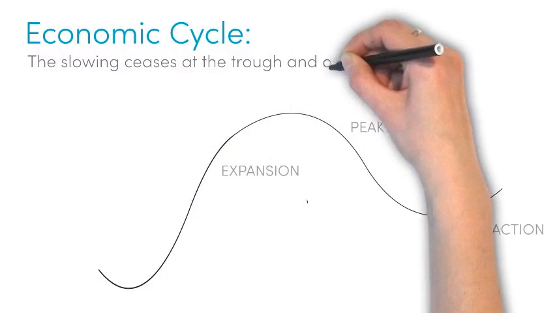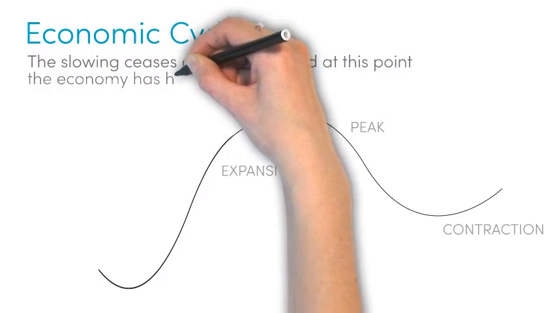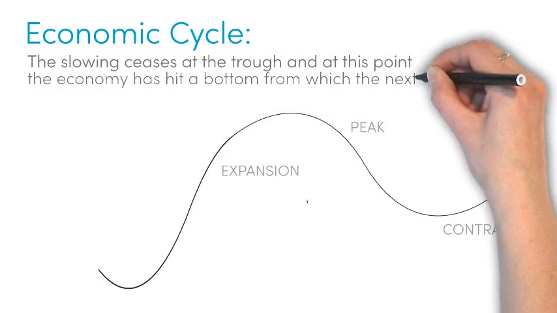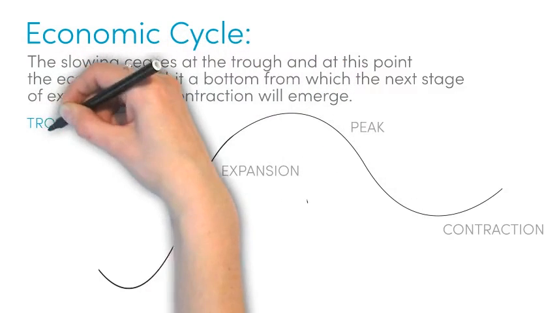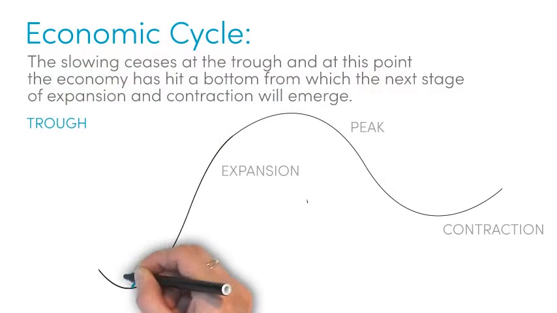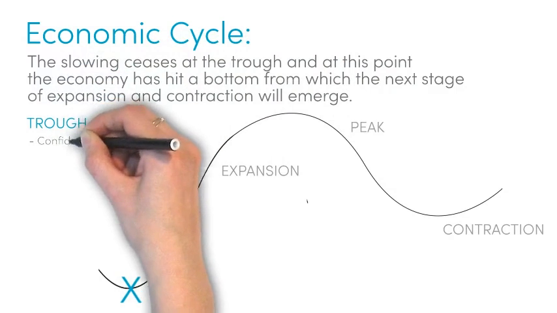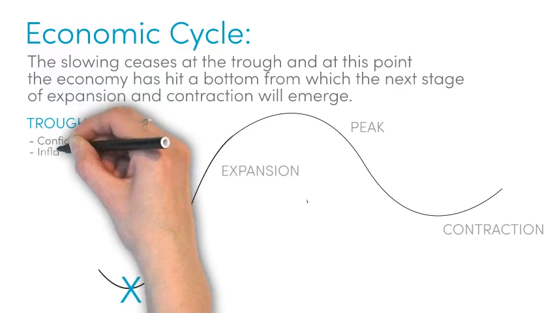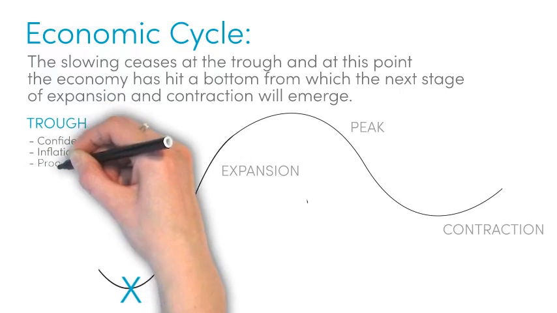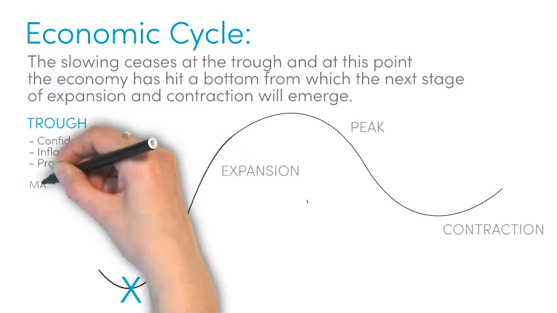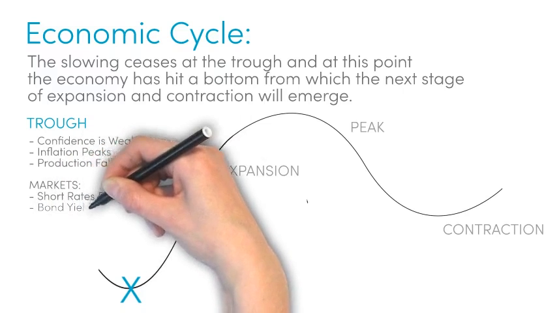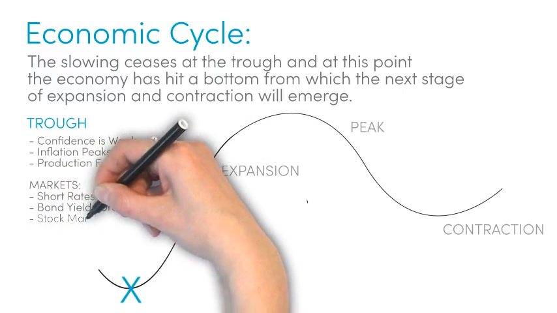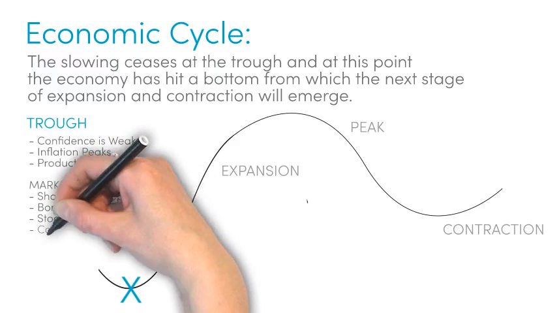The slowing ceases at the trough, and at this point, the economy has hit the bottom for which the next stage of expansion and contraction will emerge. A trough period will have characteristics such as confidence is weakened, inflation peaks, production is falling, and the markets will show short rates dropping, bond yields dropping, stock market bottoming, commodities weakening, and property prices weakening.